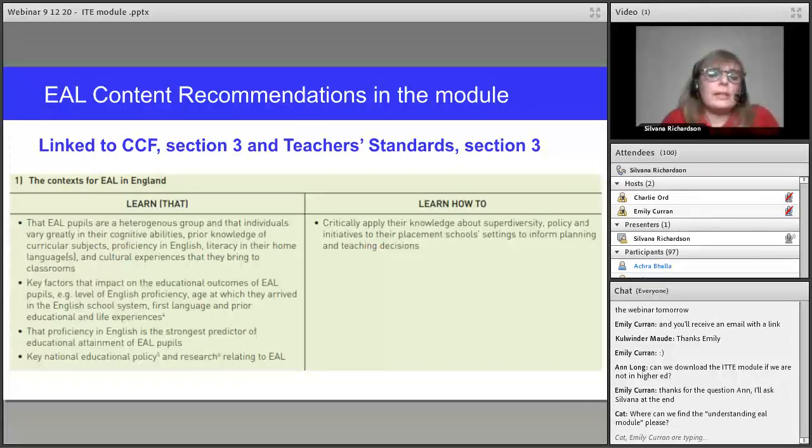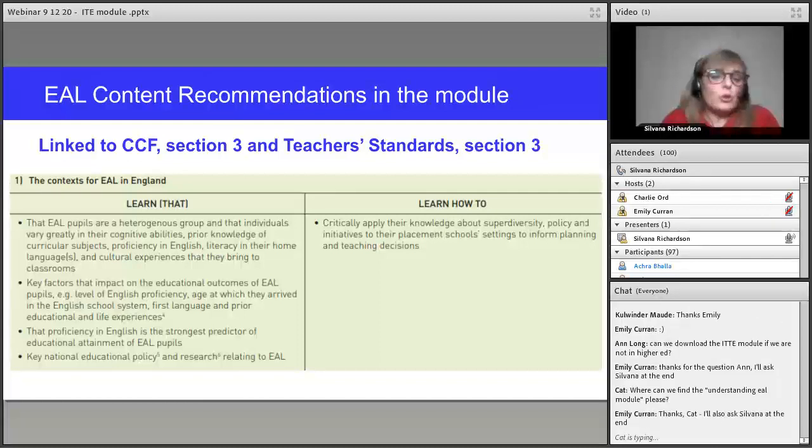In terms of the content, as I said, it is linked to the core content framework section 3 and the teacher standards section 3. And if you look at the recommendations in our document, it would be our section 3. I'm going to let you read that for a second about the content it covers.